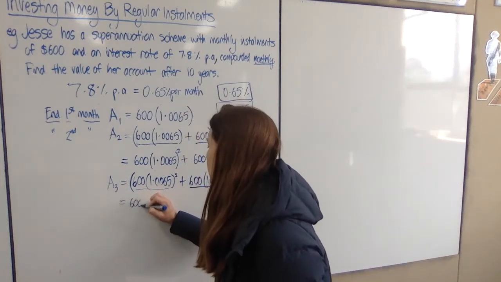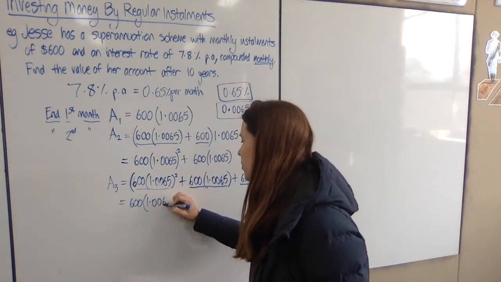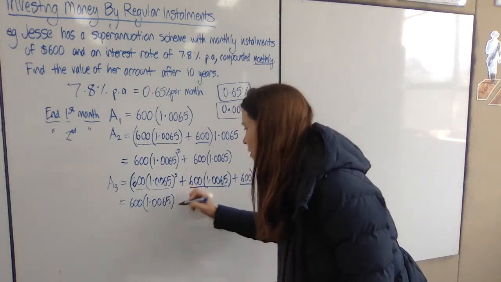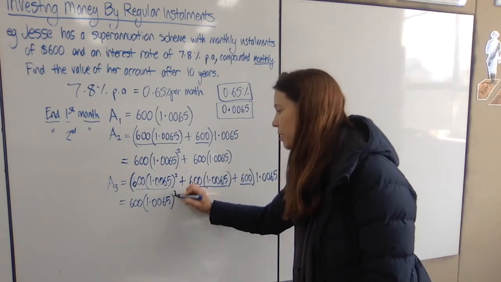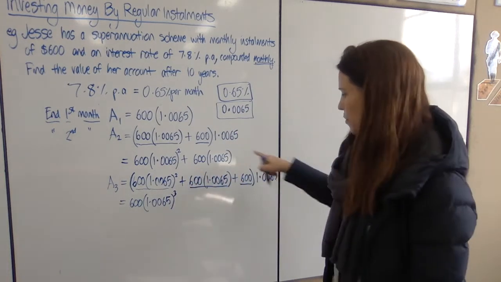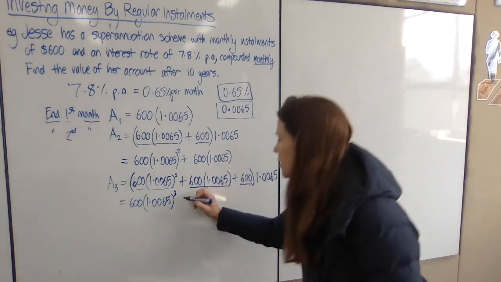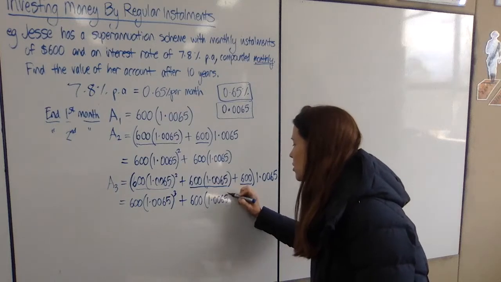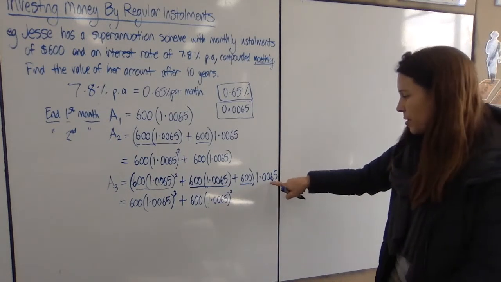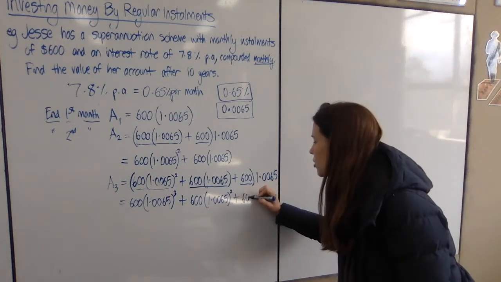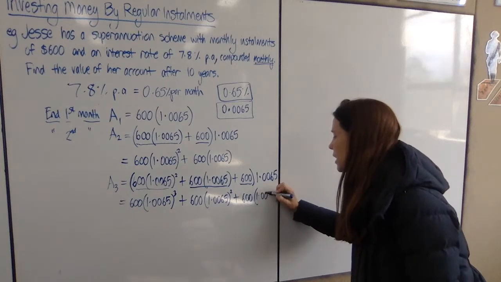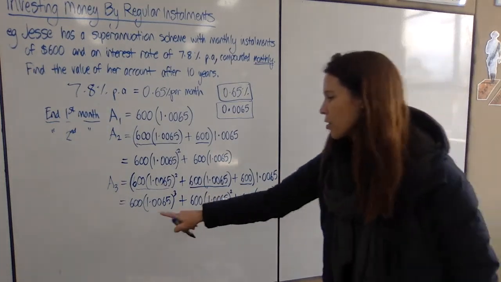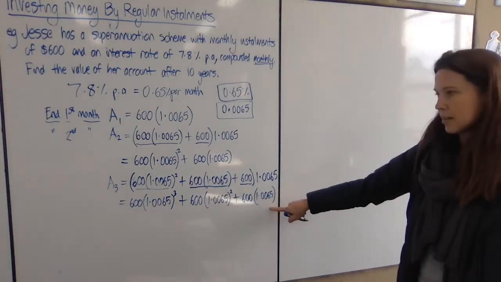So the first one, we can see that we're multiplying by 1.0065 again. So instead of being squared, it will be cubed. And if we multiply this term by another one of these, then now we will have that number squared. And if we multiply this by this, we can just write those out together like that. Now I've got 3 terms, nice and simple.